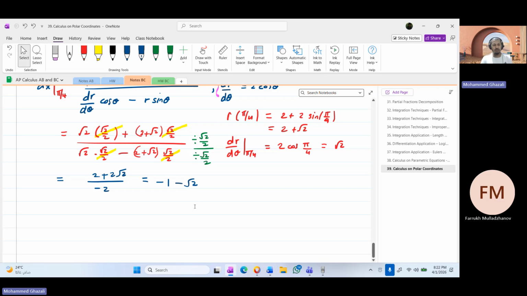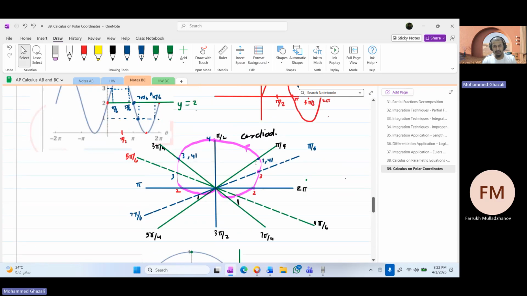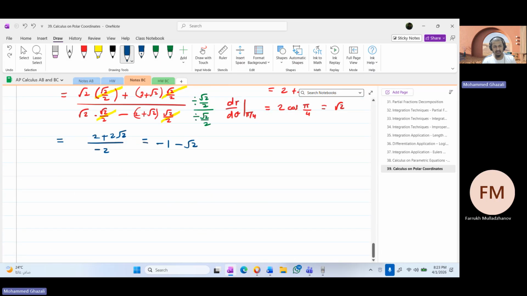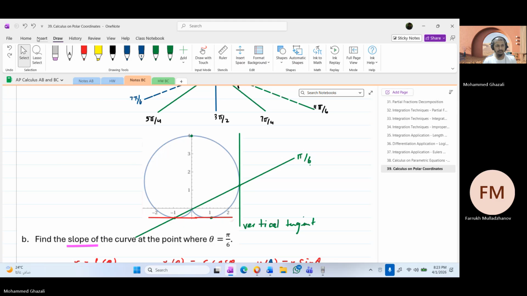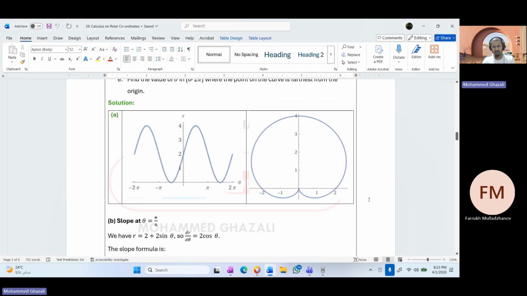So minus 1 minus root 2, what does that mean? It means that if you go to pi by 4, there's a pi by 4 line. So if you try to draw a line, you can see this line is downward sloping because the slope is negative. Can you see? This is a negative slope, right? Now, what does that mean on the graph? What it means on the graph is that if I go here, let me take this caveat again.